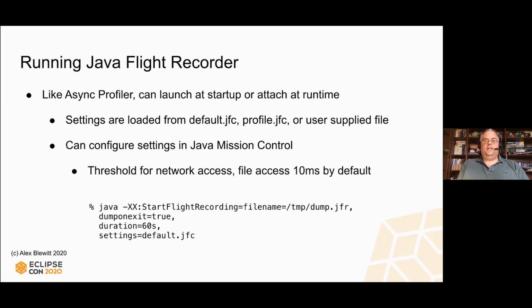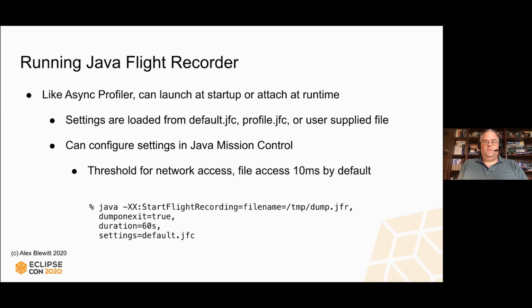The nice thing about JFR is that you can actually customize it with thresholds. So for example, if you wanted to find out where the slow file accesses are, by default, it will look for file accesses that take 10 milliseconds or longer. If you want to see exactly where you're spending time, you can then drop that down to 1 millisecond or even below. So the way we start this is by passing an -XX:StartFlightRecording option.